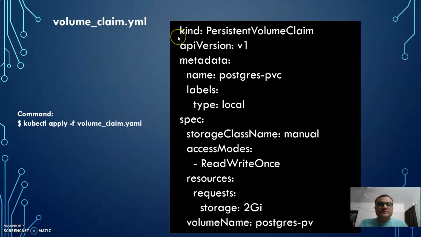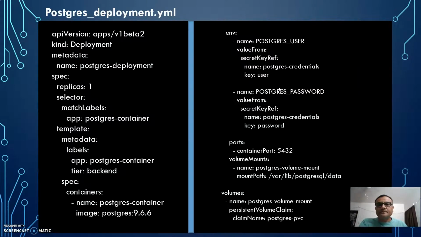Persistent volume claim. Once we have a persistent volume, we have to claim that volume from the cluster, and this is how we can claim the volume. And this is the PVC; the Postgres PVC is the name of that volume claim.